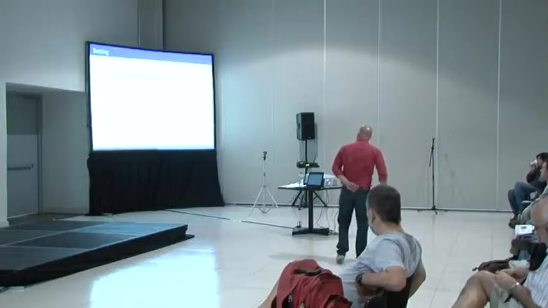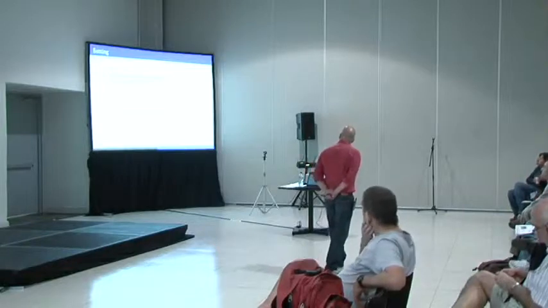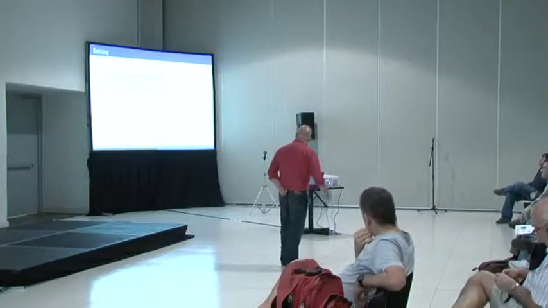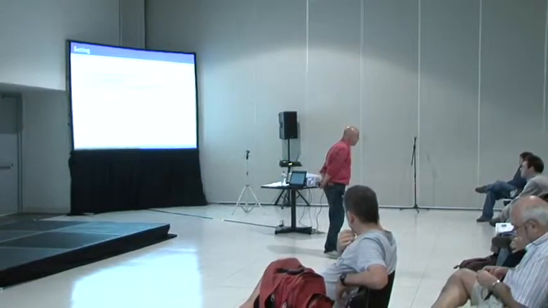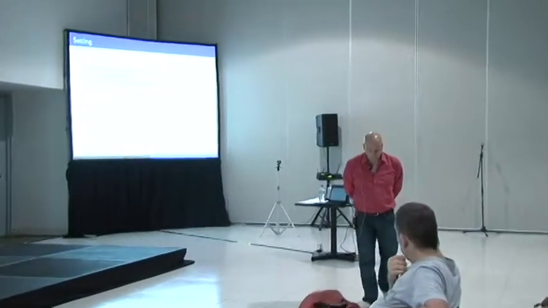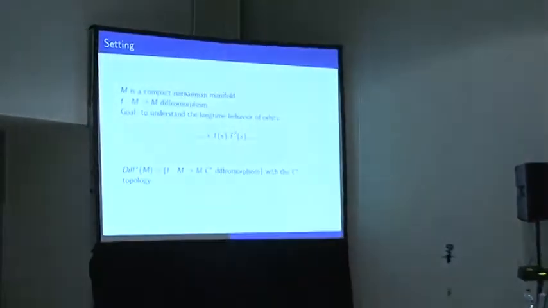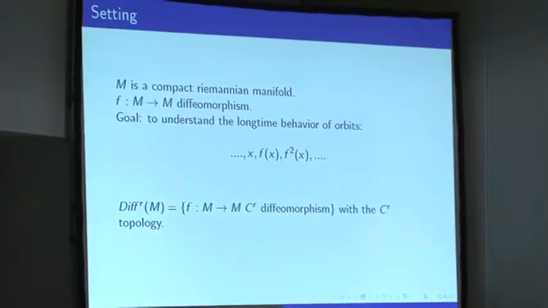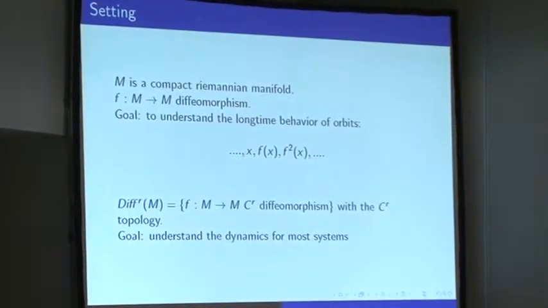Okay? So let me start with our setting. M will be a compact Riemannian manifold, and we will take a map which is a diffeomorphism. Our goal is to understand the long time or asymptotic behavior of orbits in the past and in the future. Also, let's denote by Diff^r(M) the set of C^r diffeomorphisms, endowed with the C^r topology.